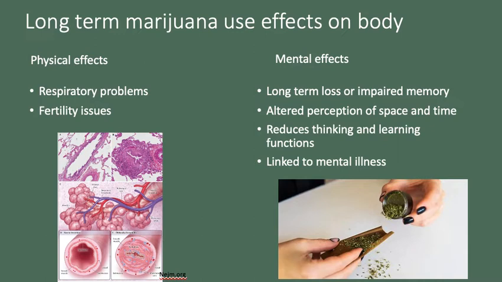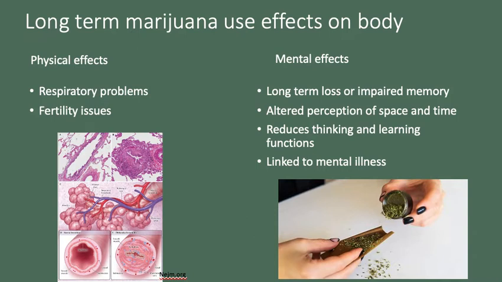And for fertility issues, marijuana suppresses the production of hormones that help regulate the reproductive system. So for men, it can cause decreased sperm counts, and for heavy users, it can even cause erectile dysfunction. While for women, it can cause irregular periods due to heavy marijuana use.